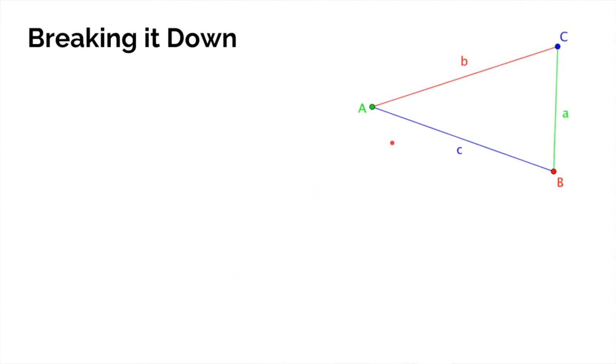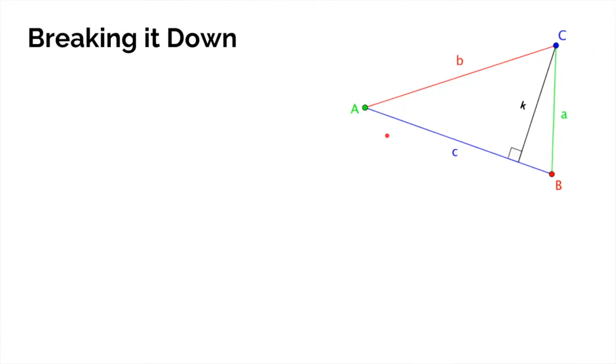To develop the law of cosines, begin with triangle ABC to the right. From vertex C, draw altitude k, which separates side c into segments x and c minus x. Now triangle ABC has been split into two right triangles. We will use the Pythagorean theorem to write two equations, one relating k, b, and c minus x, and another relating a, k, and x. The first equation is c minus x squared plus k squared equals b squared, and the second is x squared plus k squared equals a squared.